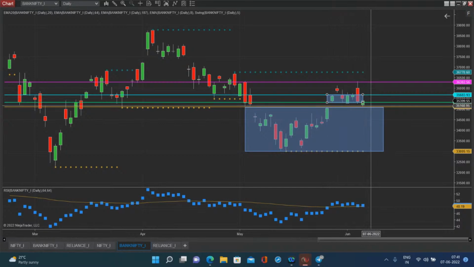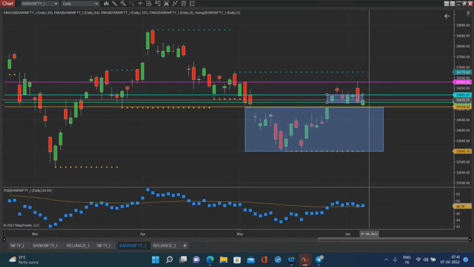Yesterday, it tried to go down after opening, but again, it was brought back into this micro range. Now, today again, we will attempt to break this downside. If we have to take any upside, the only level you have to look at is 35,650 or 683 levels.